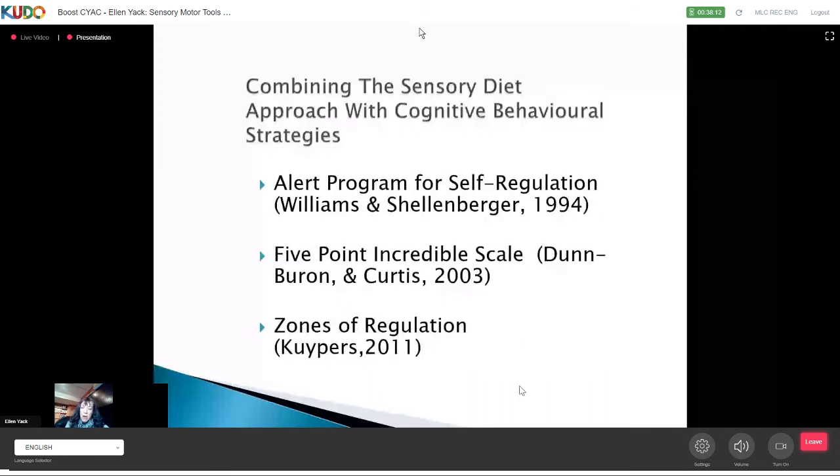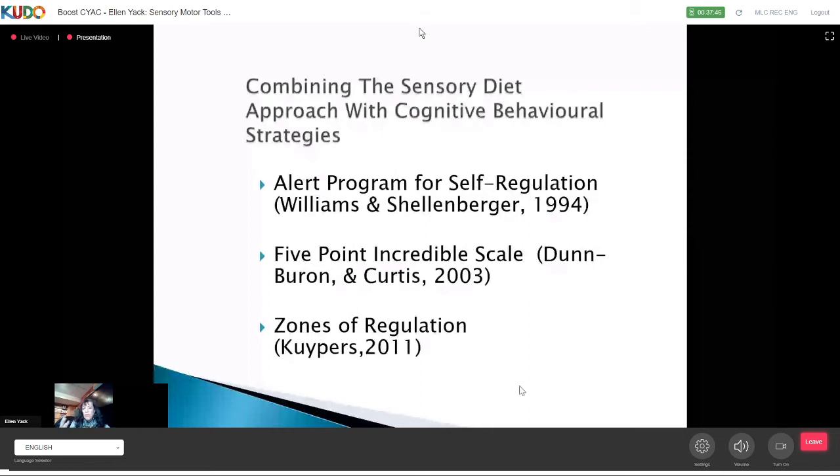OT intervention often combines the sensory diet or these sensory motor tools with cognitive behavioral strategies. And now there are formal programs in place, the Alert Program for self-regulation. Again, if you're working with children, that is a really good program to use and explore sensory motor tools to support arousal regulation. We also integrate sensory motor tools with a 5-point incredible scale.